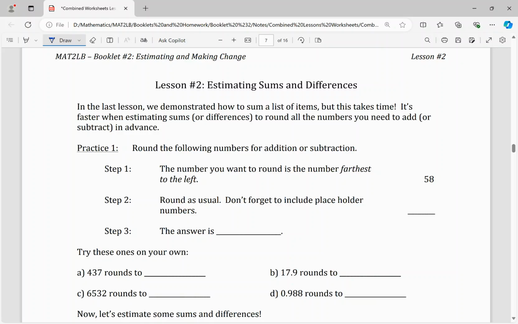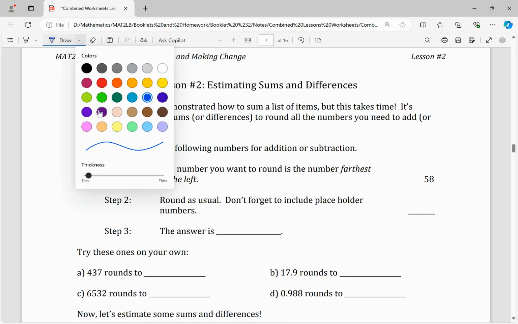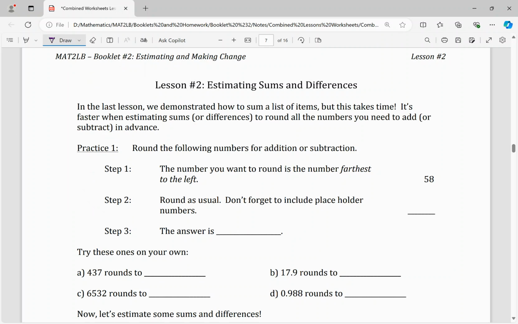All right, everybody. Today we are going to be working on lesson number 2 in Booklet 2, that is estimating sums and differences. This should be a pretty quick lesson. You already have all of the tools that you need to be successful. For this video, you only need the lesson itself and the homework pages that come after. So if you have those out, let's begin.